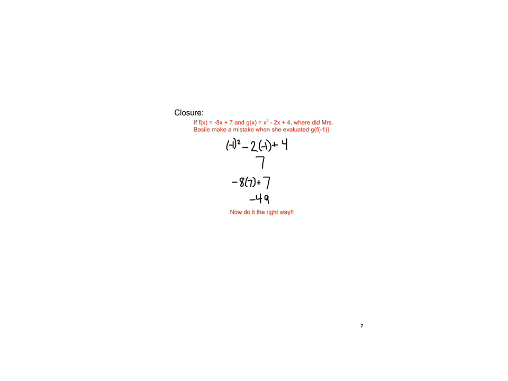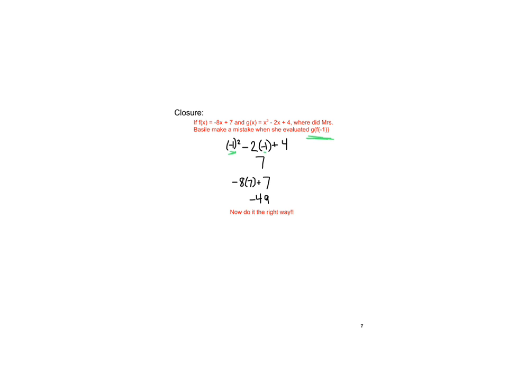Okay, so this is just saying, given these functions, where did Miss Basili make a mistake when she evaluated g of f of negative 1? So you would look through this. Hopefully you'll pause it right now, look, see what the mistake is. Okay, and if you're looking carefully, the problem is that I plugged in the negative 1 to g first.